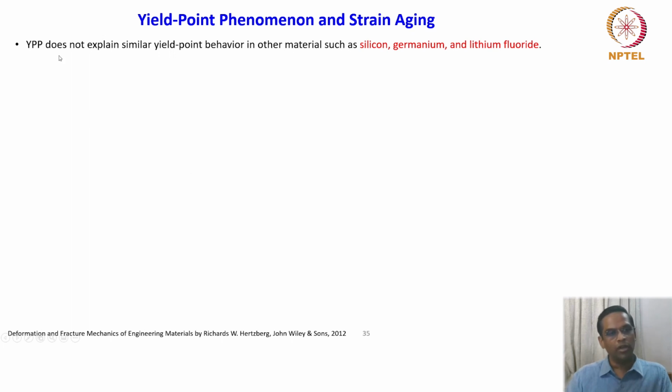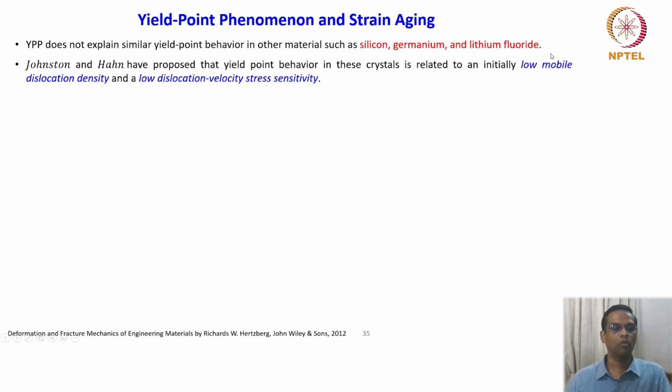So the yield point phenomenon does not explain similar yield point behavior in other materials such as silicon, germanium, and lithium fluoride. Okay. The yield point phenomenon is quite popular in the context of mild steels, right? Steel being a very important material, this was quite a popular theory, and it gave a nice explanation. The interstitial atoms' interaction with the dislocation causes this yield point phenomenon. But that doesn't explain similar yield point behavior in silicon, germanium, and lithium fluoride. So what is the reason?